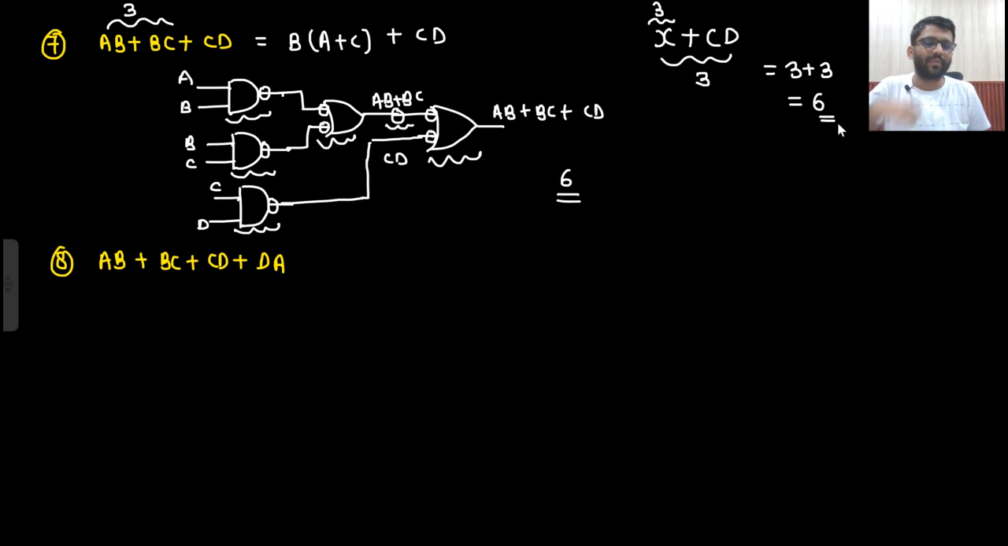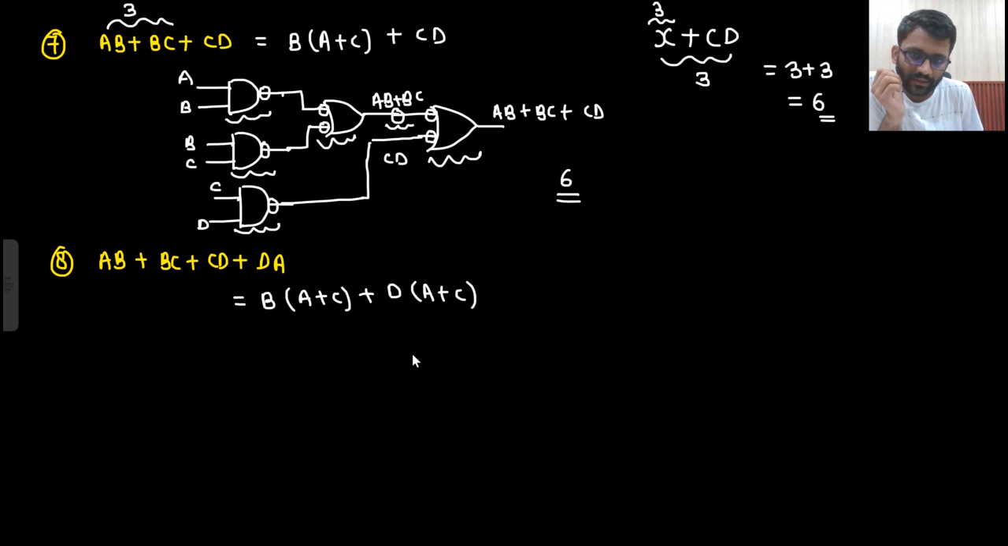Let's try doing this problem. Can you take anything common here? Yes, I can take anything common. So B will come common, A plus C. Plus, can you take anything common from here? Yes, I can take D as common. So A plus C. So what will be happening? B plus D into A plus C.